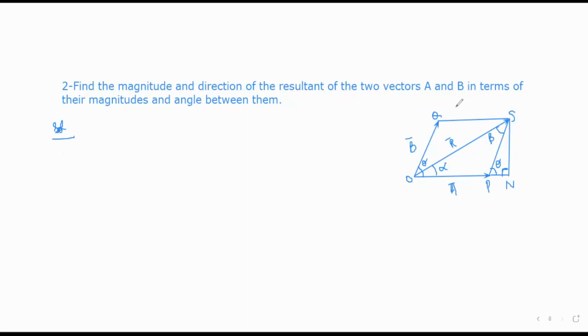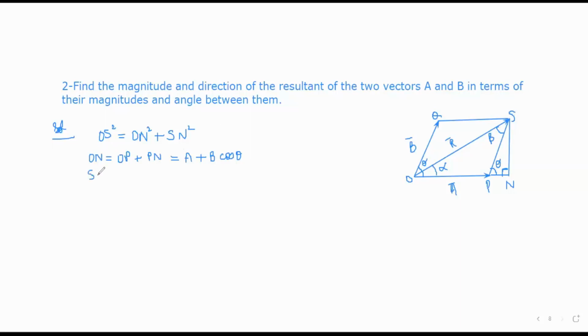Here we can see in this right angle triangle OSN, we can use the Pythagoras theorem and write OS square is ON square plus SN square. We do not know the length of ON, so it can be broken down as OP plus PN. OP is A, the magnitude. PN is simply B cos theta, because this vector is simply of length B, as they are parallel.